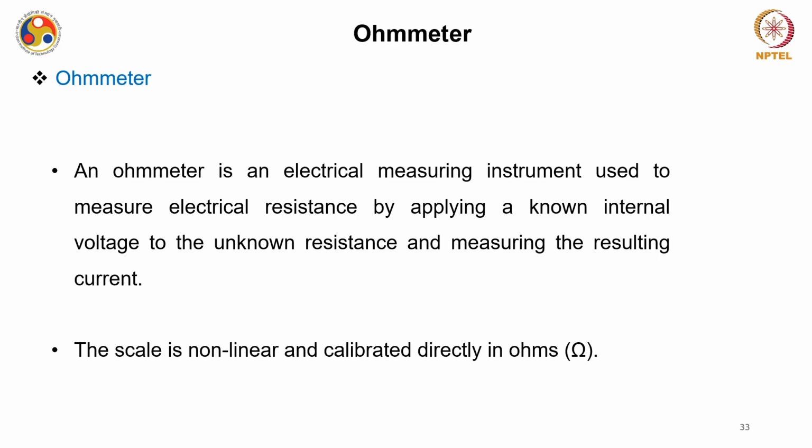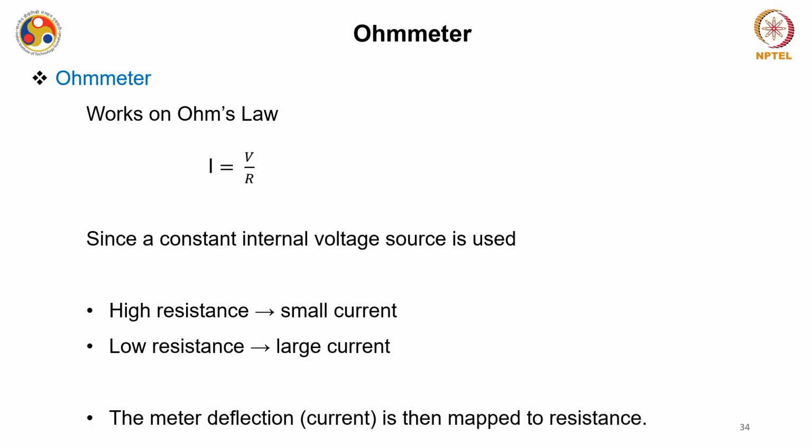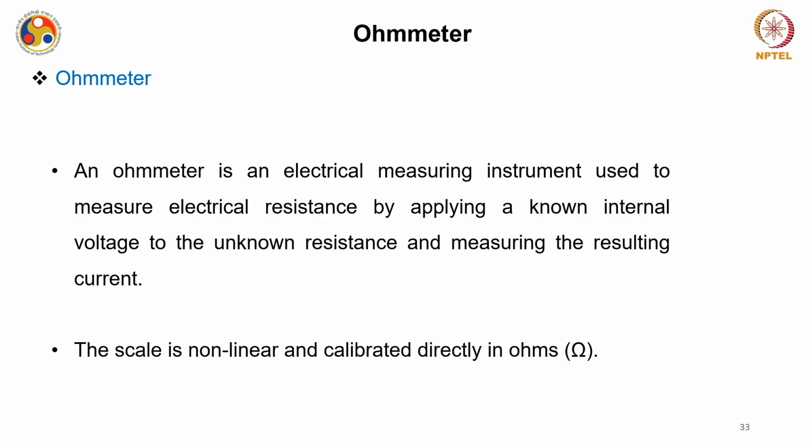Okay, so you have an internal voltage source, and the unknown resistance is measured by measuring the current itself. The current flowing through it, and by using simple Ohm's law, you can calculate the resistance. The scale of these ohm meters is of course non-linear, and they are calibrated directly in ohms. We will also see maybe in the later half of this course, a simple ammeter, for example, as I have just mentioned, that what you are trying to do is, you know the internal voltage, and you are trying to measure the unknown resistance by measuring the resulting current.